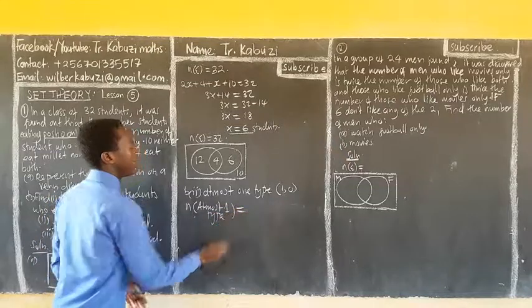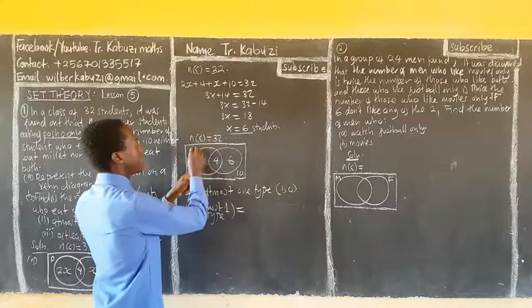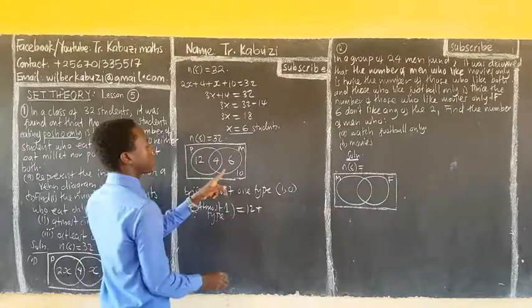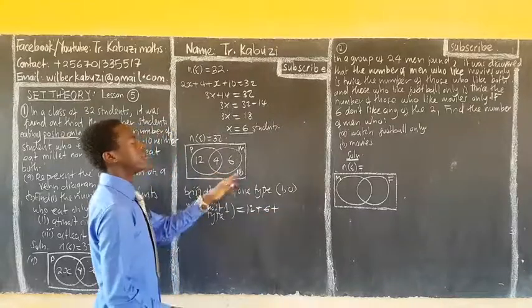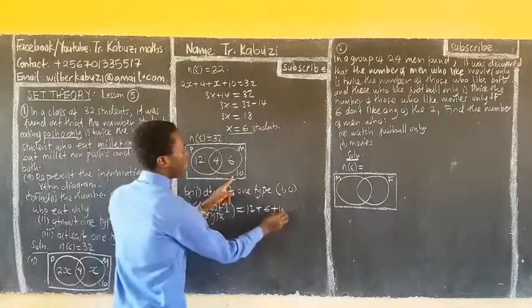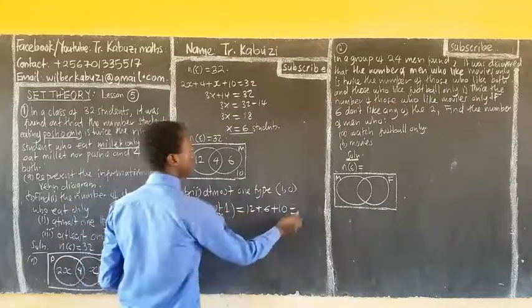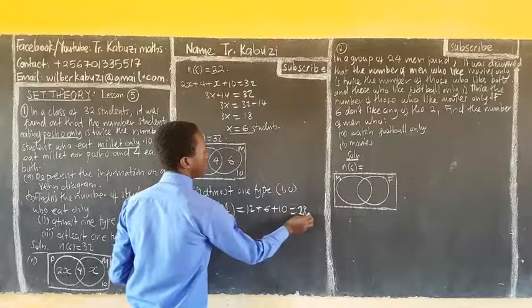So our number of at most 1 type is going to be those who are eating only portion, which are 12, plus those who are eating only millet, which are 6, then plus those who are eating 0 of the 2, which are 10. And the answer you get here is 18 plus 10, which is 28 students.